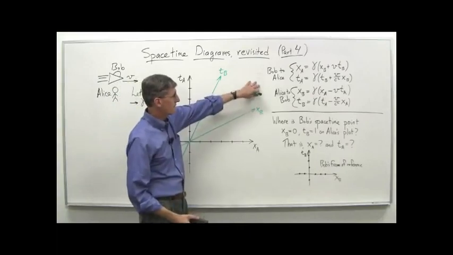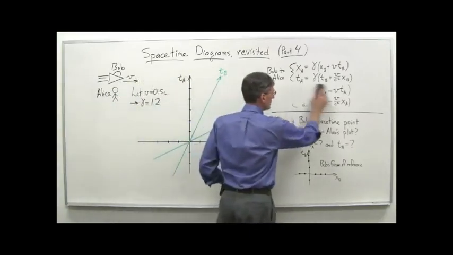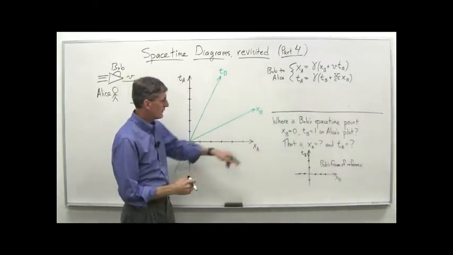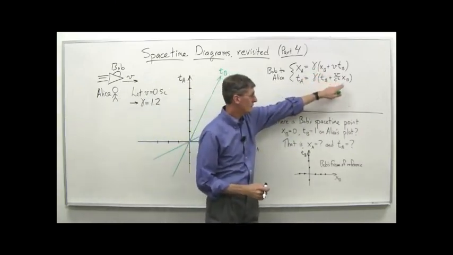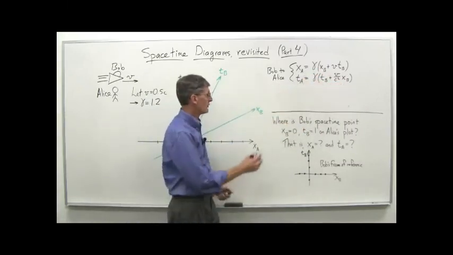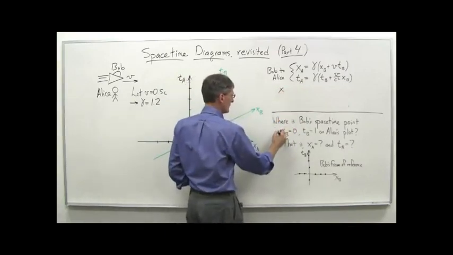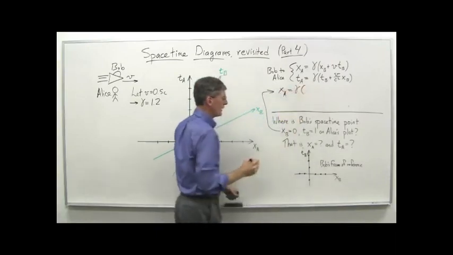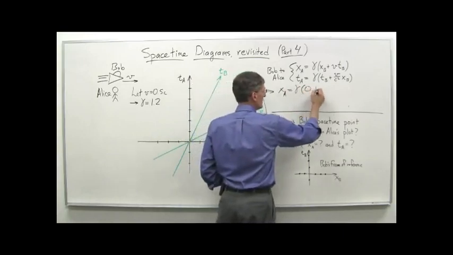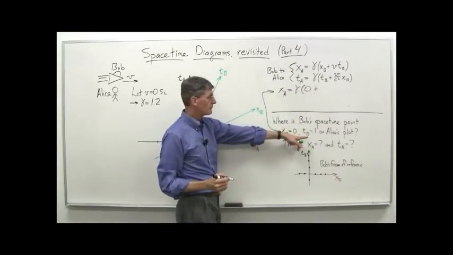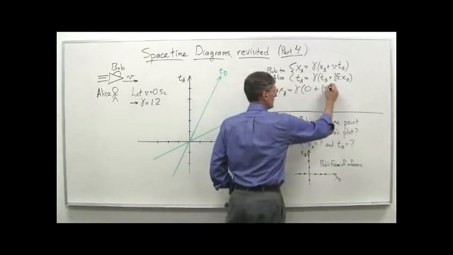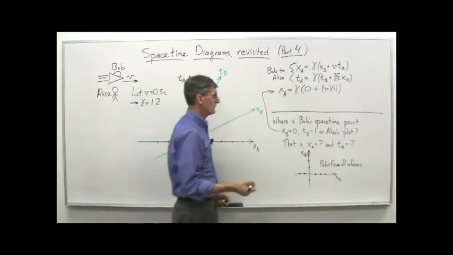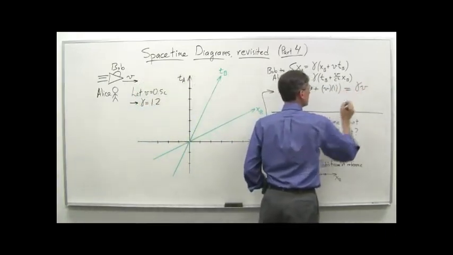If we look at our equations up here, it's actually the top pair that work well this time. Note I've got x_B equals 0, so I can put 0 in for the x_B's here, and t_B equals 1. So I get x_A equals gamma times, now x_B is simply 0, plus v times t_B, which is 1. So I just get v times 1. And obviously 0 plus v is just v, so this becomes gamma v.